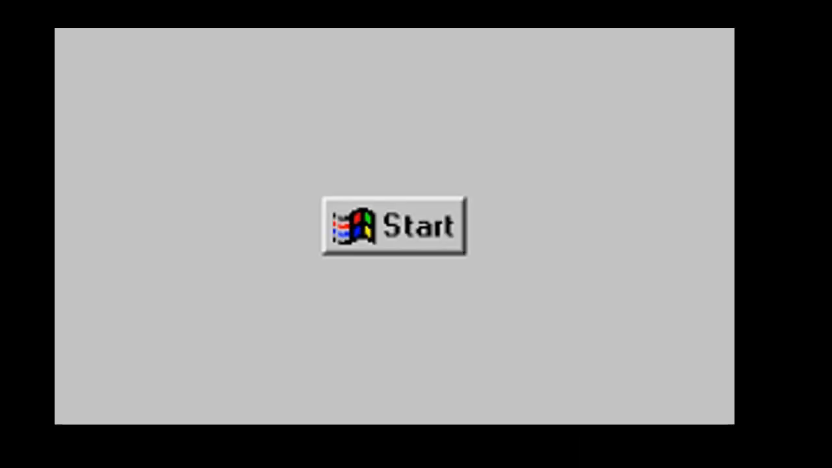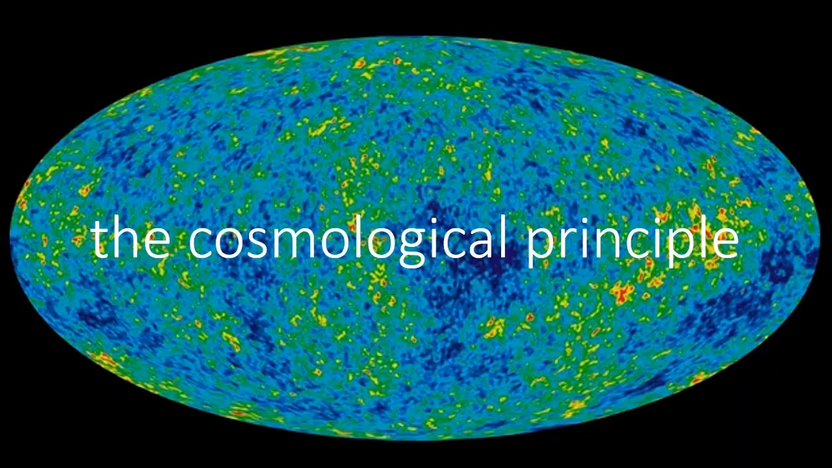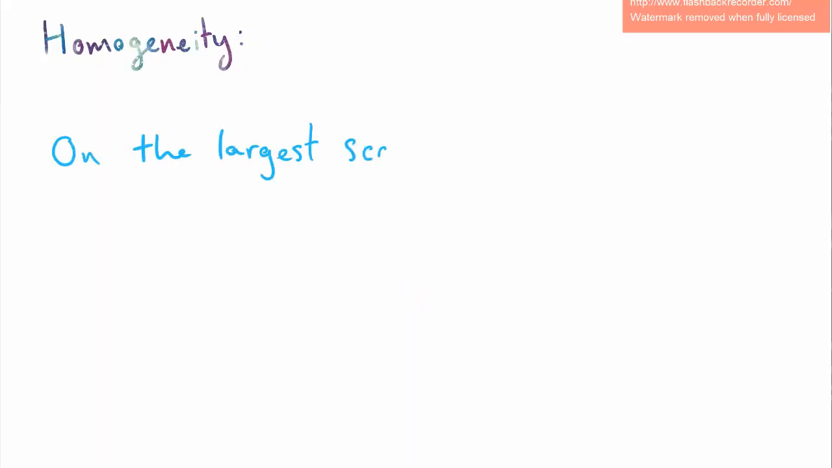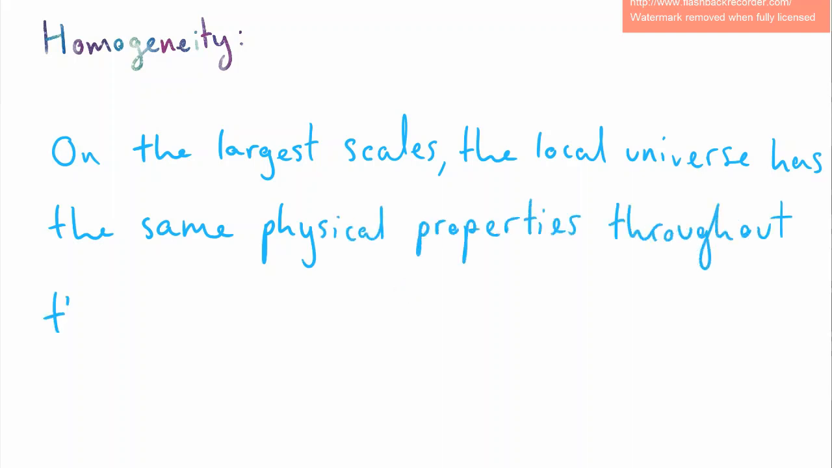To start off with, we'll introduce you to 3 key terms associated with the cosmological principle. These are important and fundamental when considering the larger scales of the universe. To start off with, we have homogeneity. On the larger scales, the local universe has the same physical properties throughout the universe. This can include mass density and expansion rate.